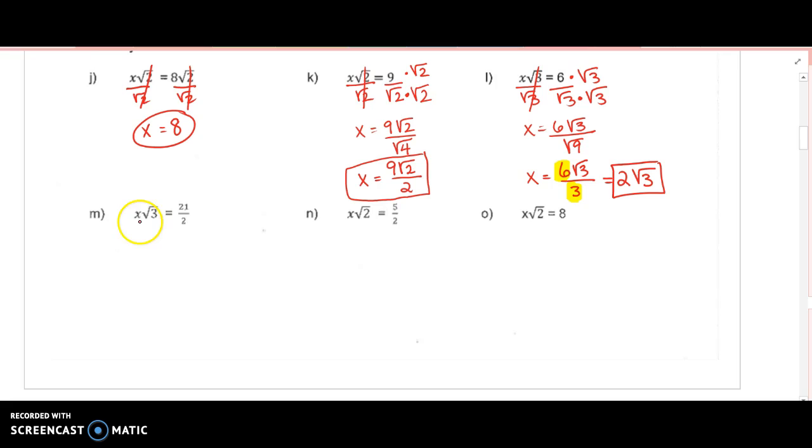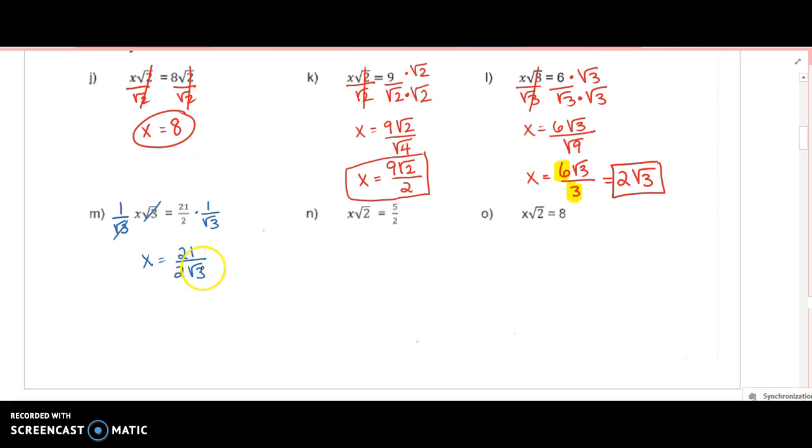Okay, on part M, this is where it gets a little more tricky. The easiest way to work this problem is to multiply by 1 over square root 3. That's the same thing as dividing by square root 3. The reason why I chose to do it this way is because I have a fraction on the right hand side of the equation. Alright, so these square root 3's cancel. Tops times tops, I get 21. Bottoms times bottoms, I get 2 square root 3.